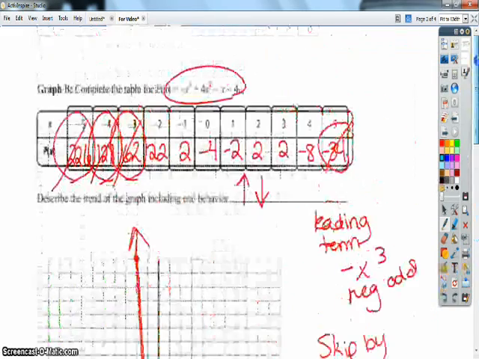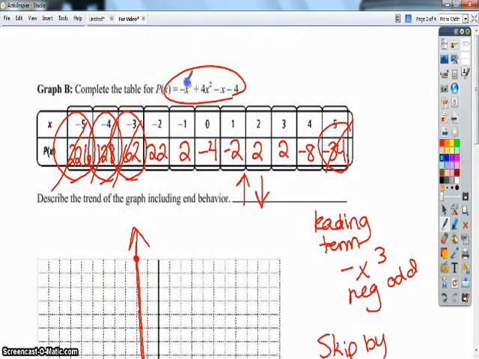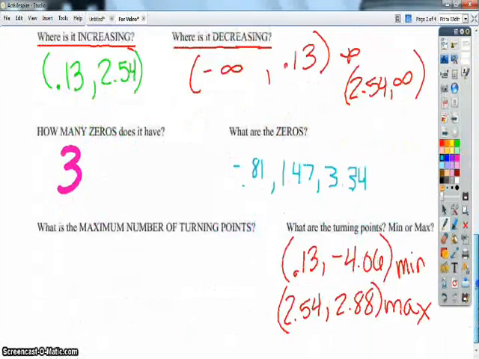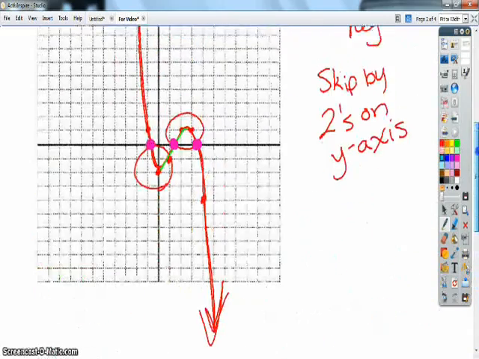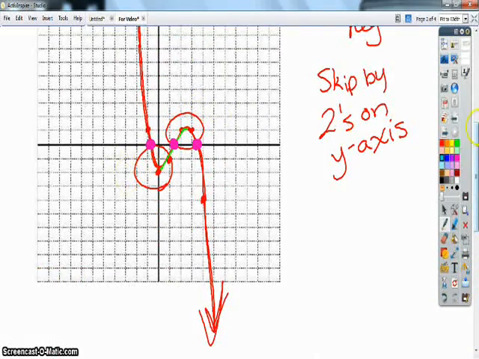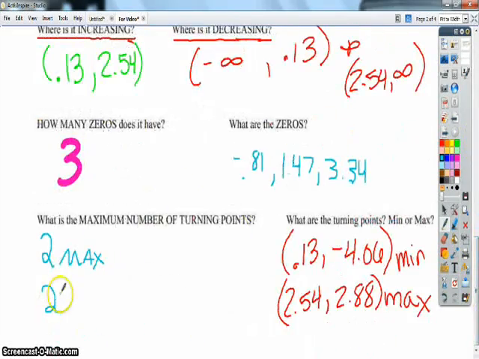Okay? The last thing we need to do is talk about what the maximum number of turning points is. I'm going to scroll back up, and you can see that we had an exponent of 3, right? So if we have an exponent of 3, the maximum turning points is 2, and that's the max. Oh, I'm so sorry about this. I'm typing with the mouse. Now, how many actual turning points does it have? Well, look at your graph. See your graph up here? It has 2 actual turning points, so it actually does reach the max.